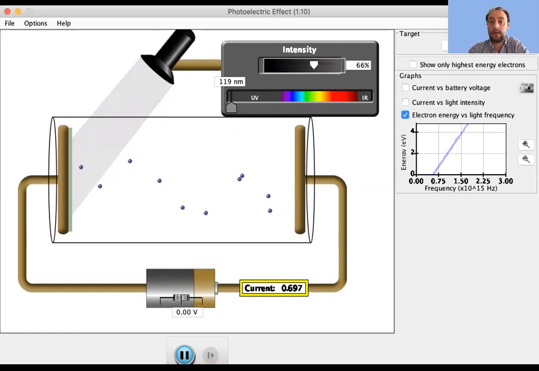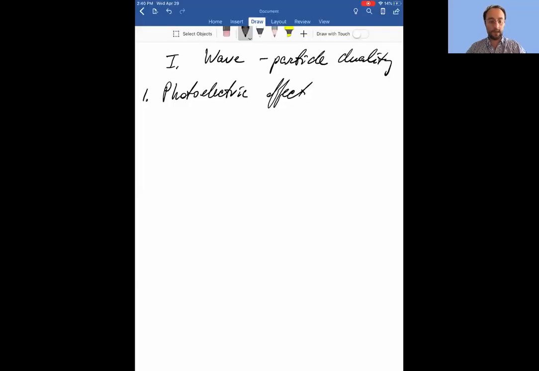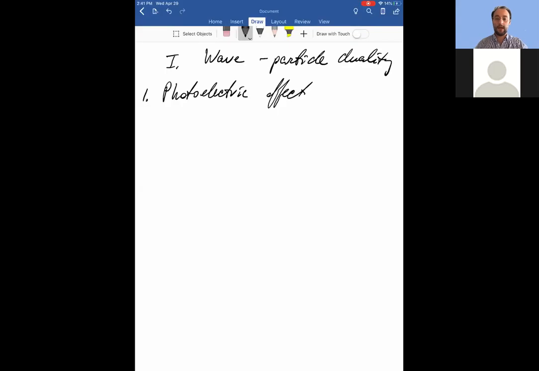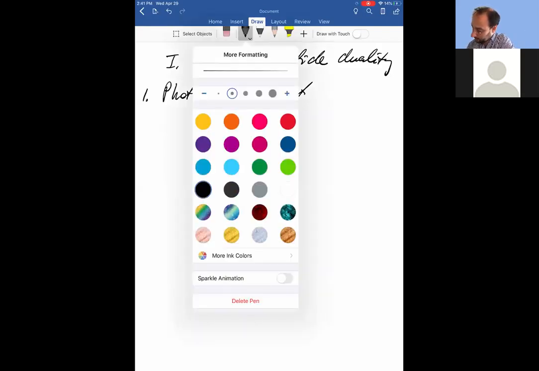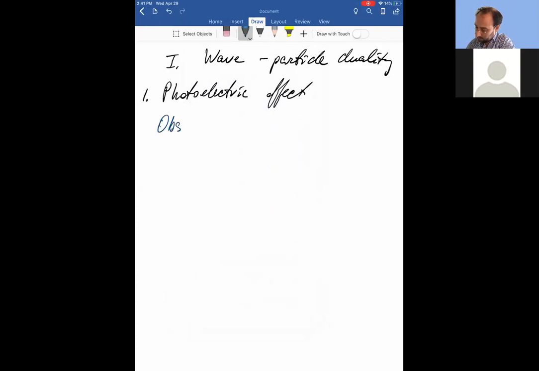So I'm going to stop the sharing and we'll go back to the sketchpad. So now I've presented to you the photoelectric effect. I hope you can see me. Just a second. Yeah. So I've presented the photoelectric effect. Now let's summarize. I'm going to write something down. Here's what's observed. I'm just going to summarize.